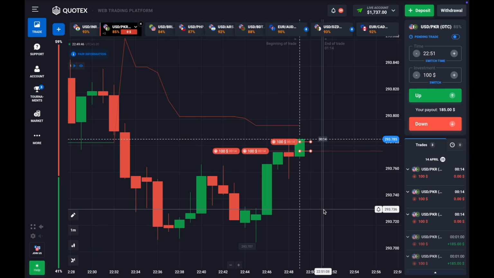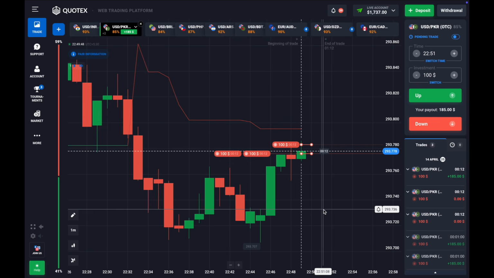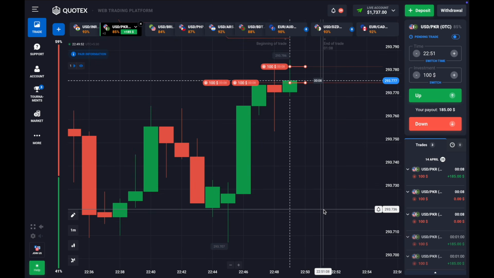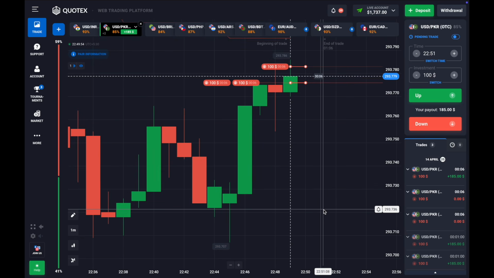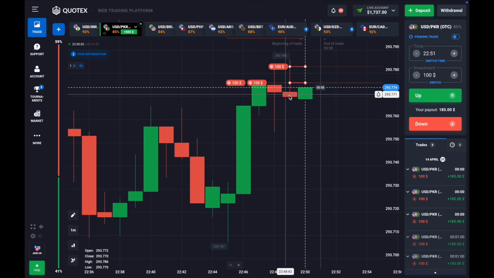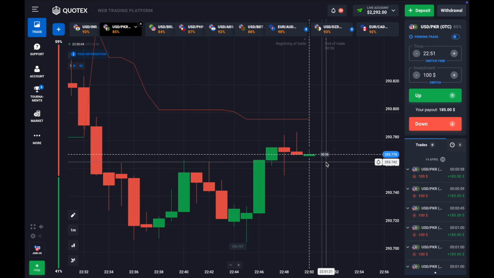So what is the trend here? The trend is a downtrend, as the super trend indicator is showing us, which is why I've taken multiple put option trades after the red candle. That would be my confirmation candle, and again I've taken a put option, and this is a 100% ITM trade.